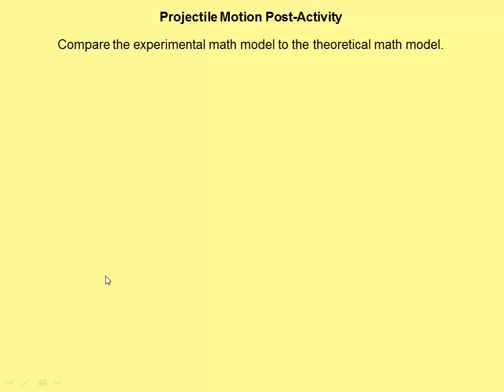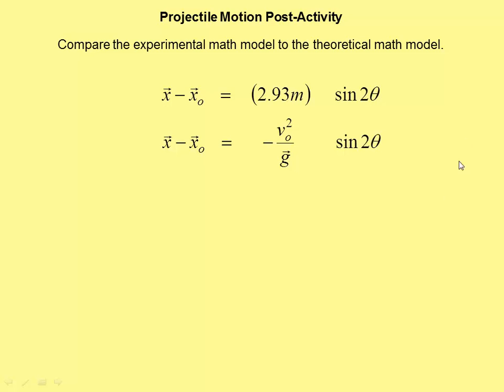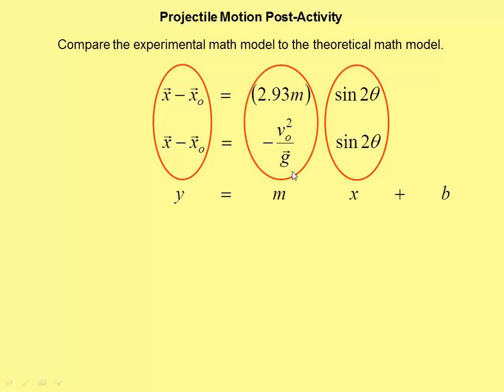So compare what we got experimentally. Horizontal displacement is this weird number I threw in there, 2.93 meters times the sine of 2 theta, to our theoretical construct. And look what we have. This is our y. This is our x. Our b, our y-intercept, is 0, which means the slope of our graph must be negative v0 squared over g. You see that?